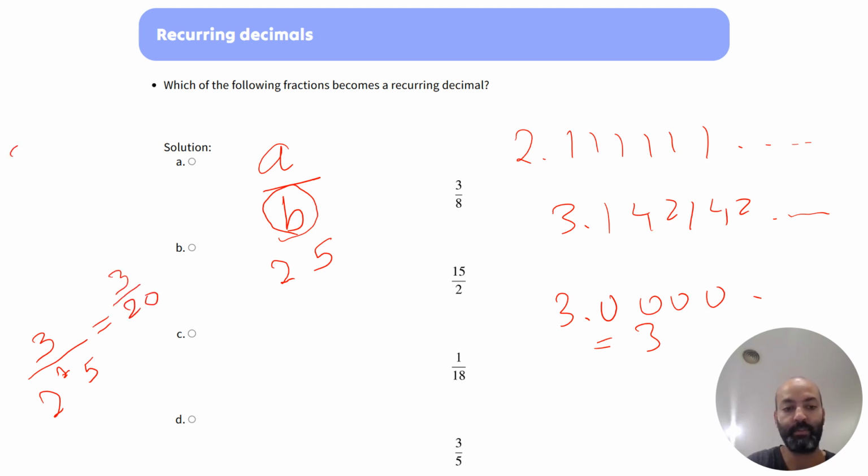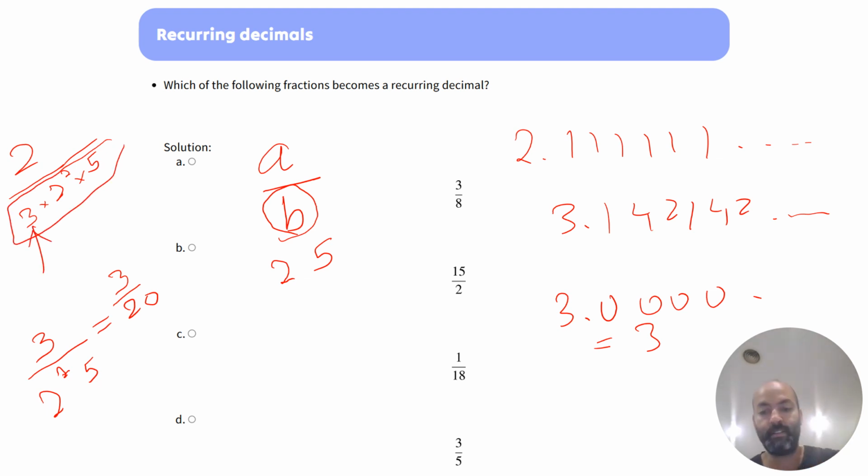What about 2 divided by 3 times 2 to the power of 2 times 5? This is going to be a recurring decimal because one of the factors of our denominator, which is 3, is neither a 2 nor a 5.